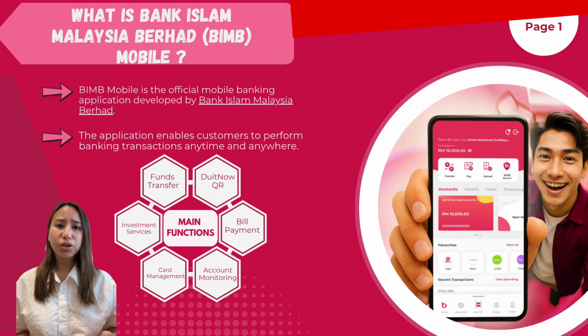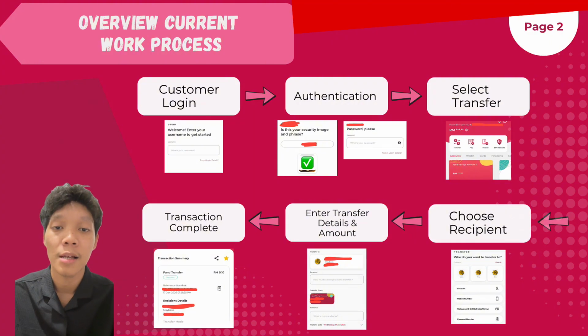This function was chosen because it is one of the most frequently used services in mobile banking and plays an important role in supporting digital financial transactions. The fund transfer feature allows customers to transfer money quickly, securely, and conveniently using their mobile devices, making it an excellent example of how digital transformation has improved banking operations and customer accessibility. Therefore, the BIMB mobile fund transfer process was selected for further analysis using the Hinge approach. Now, let us examine the current workflow process of the BIMB mobile fund transfer system.